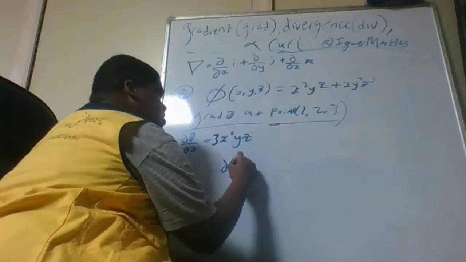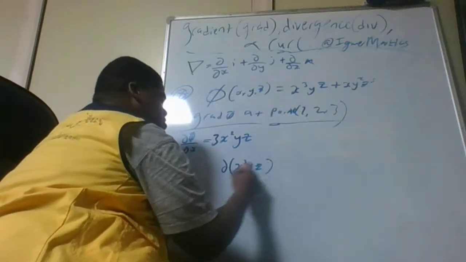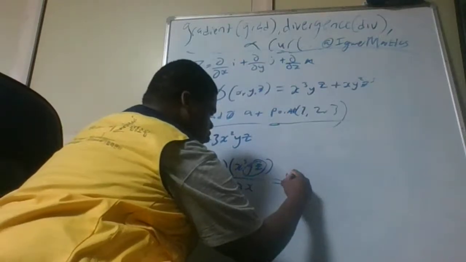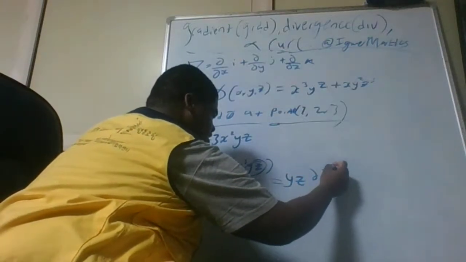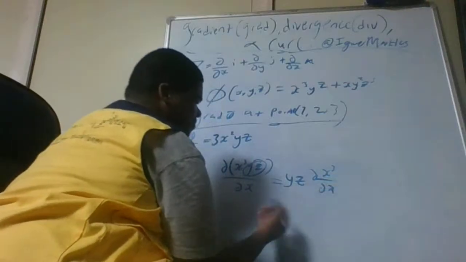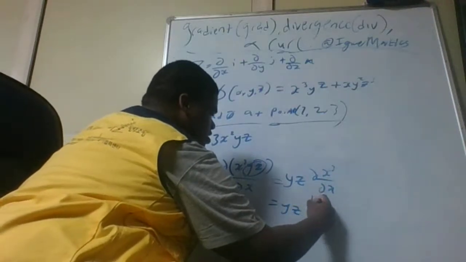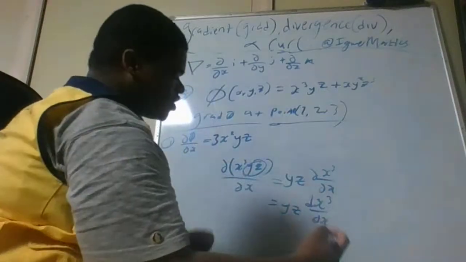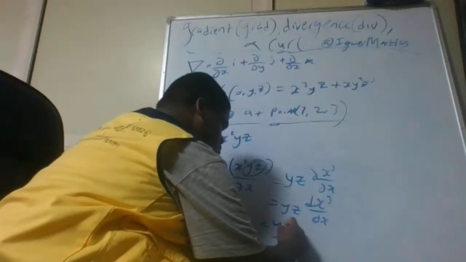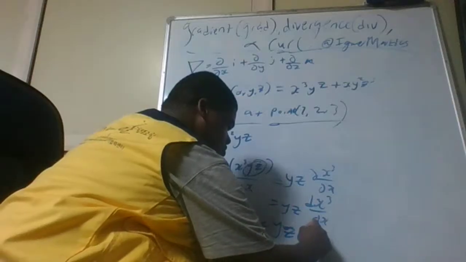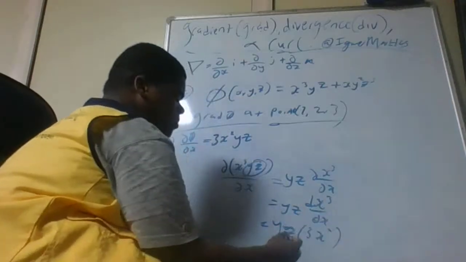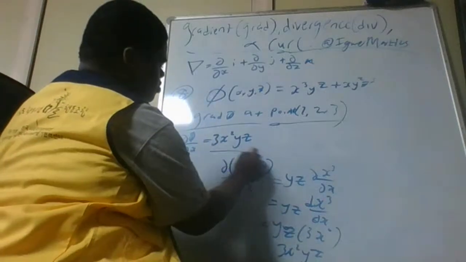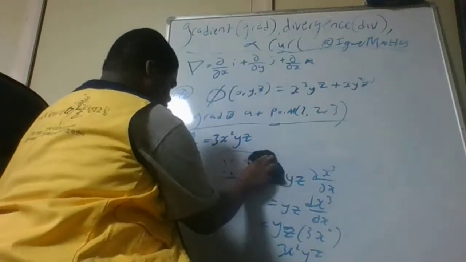Remember, you are partially differentiating x cube y z with respect to x. Y and z are constants, so this is equal to y z times the partial derivative of x cube with respect to x. You can just call this the normal derivative of x cube with respect to x, which is equal to 3x squared. If you multiply everything together, you're going to have 3x squared y z. That's how we got 3x squared y z over here.